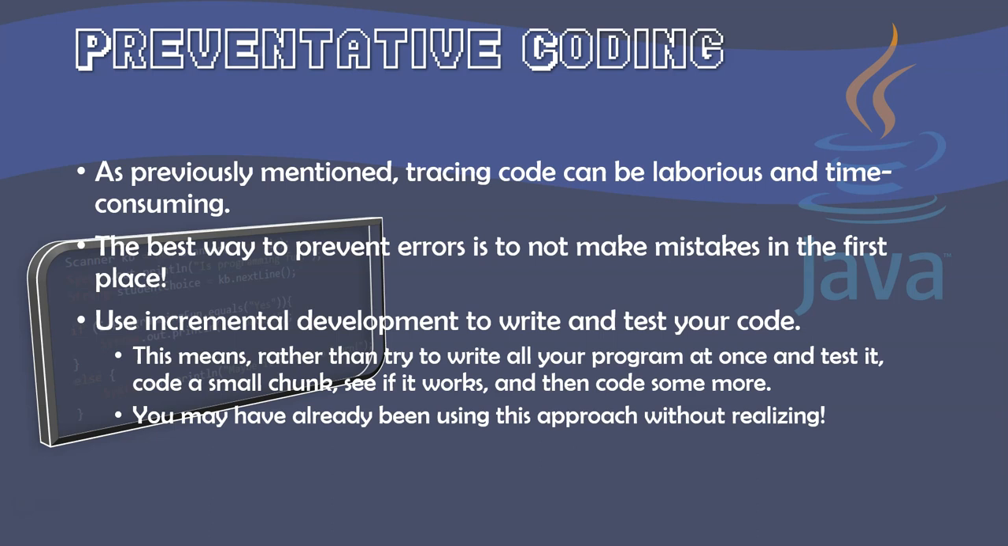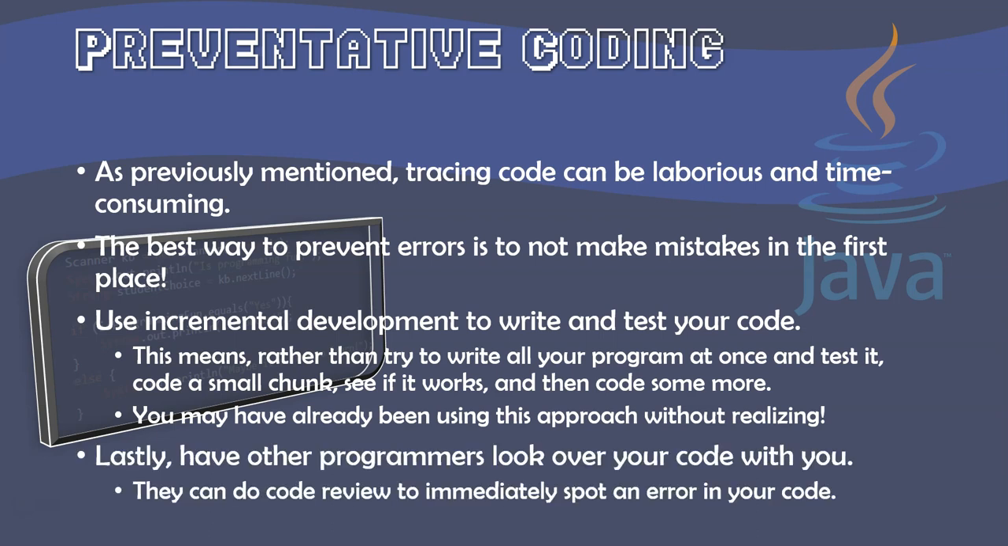This means rather than try to write our entire program all at once and then test it, we code a small chunk of it, see if that chunk works, and then code some more. You may have already been using some of this approach without realizing. You might have said, I'm just going to get input first, test it, make sure that's working, then I'm going to do a loop or something like that. Again, this is something you could already be using, and if you're not, it's not a hard transition to make. Another thing you can do is, of course, have other programmers look over code with you.